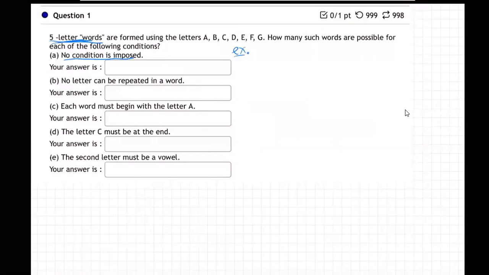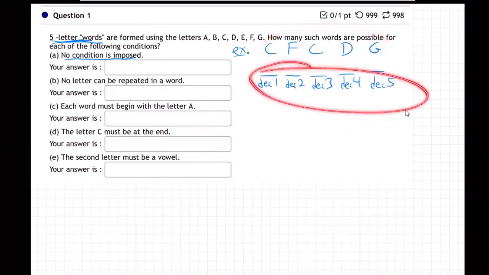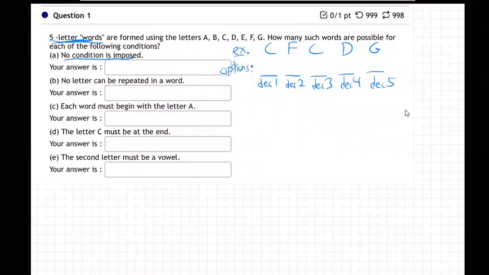In fact, let me space it out a little bit. I did C and then F and then C, and then D and G, or whatever. Okay, so think about what I did. I made 5 decisions, didn't I? I made decision number 1, decision number 2, decision number 3, decision number 4, and decision number 5. When I chose this 5-letter word, C, F, C, D, G, I made 5 decisions. And the question is, how many options did I have for each of those decisions?